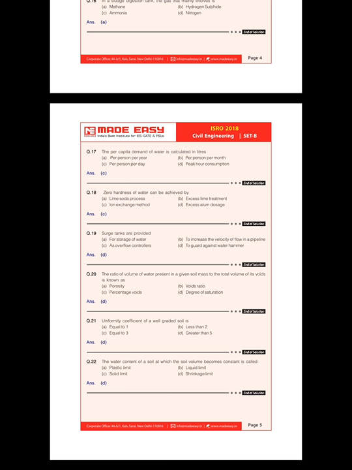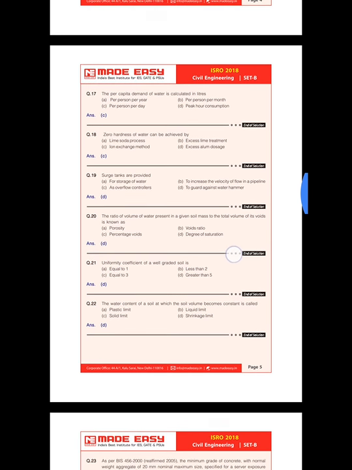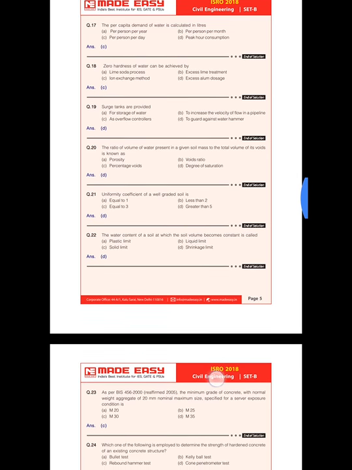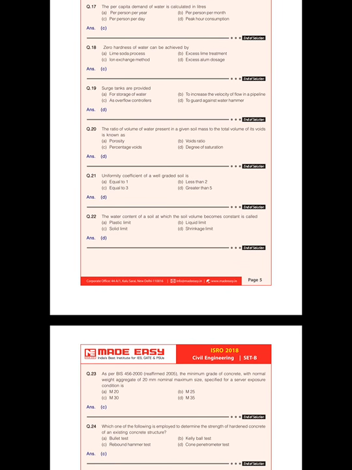The surge tanks are provided to safeguard against water hammering. It is the D answer. Okay, the ratio of the volume of water present in the given soil mass to the total volume of the voids is the degree of saturation, S_r = V_w / V_v. Okay, the coefficient of uniformity for the well graded soil.